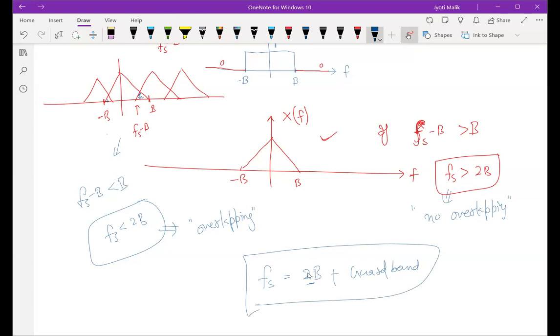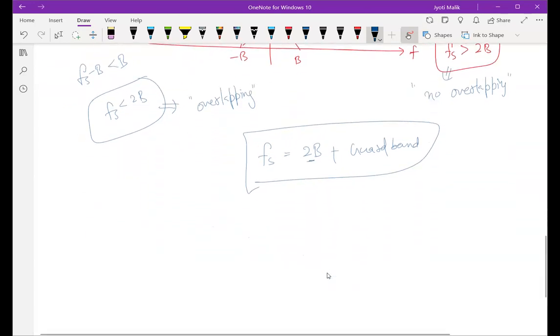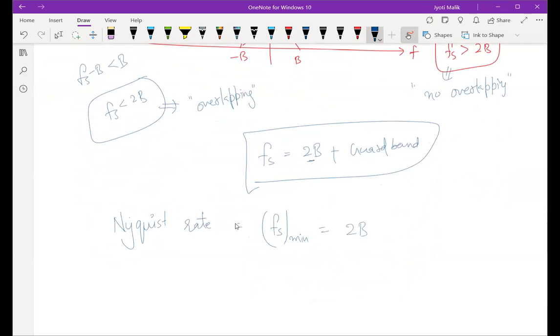Then we defined a term called Nyquist rate. Nyquist rate was nothing but the minimum sampling rate required for reconstruction. It was the minimum value of Fs, which is equal to twice the bandwidth of the original signal. Right?